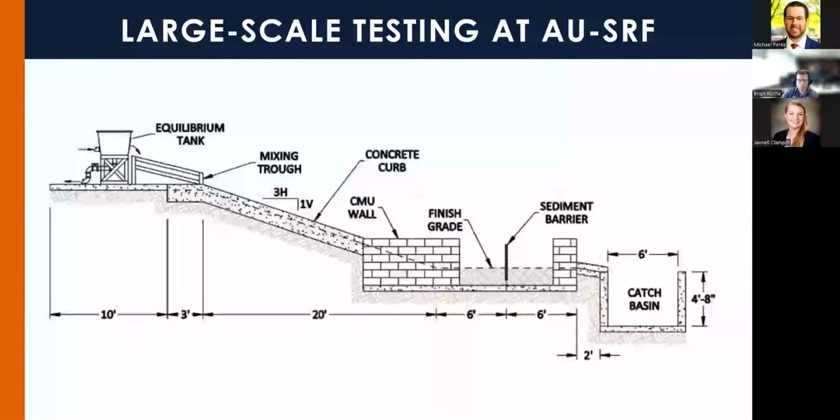Berms. So here is that testing apparatus. Flow is able to be introduced from the supply pond into that equilibrium tank. Sediment is mixed with the flow in the mixing trough by hand. It runs down our 3-to-1 impervious slope into our test bed with the sediment barrier installed.